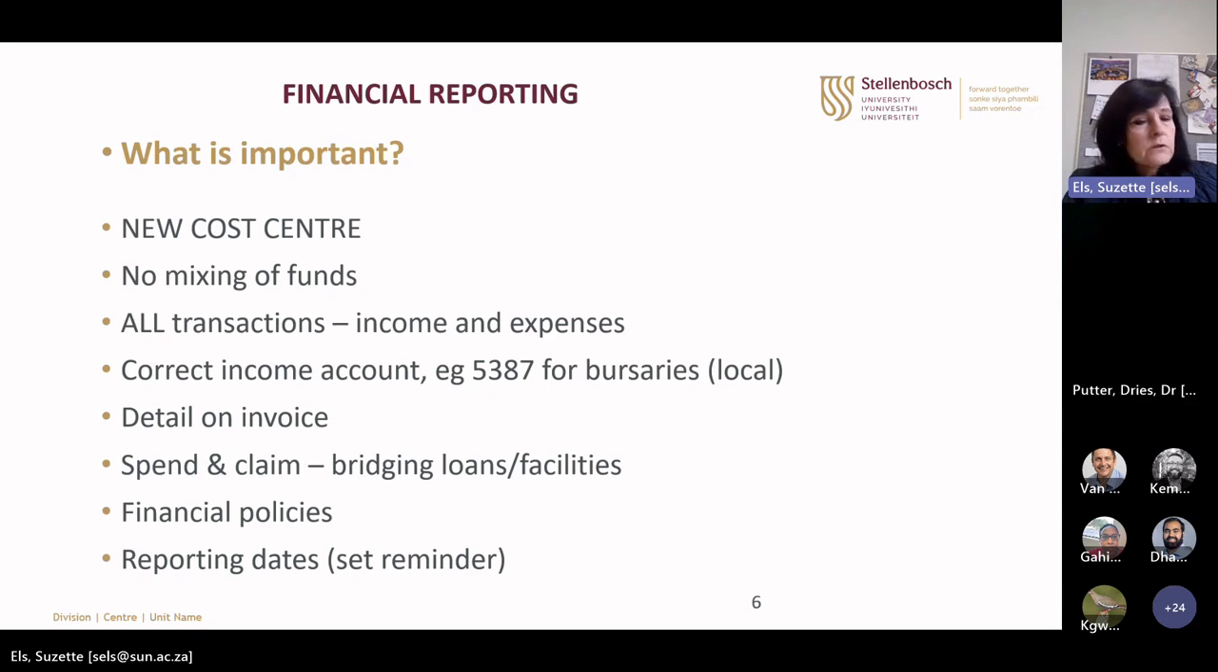Also, an important thing to follow is obviously your financial policies that's applicable on all income and expenses. The financial policies are available on the website. If you're not sure about something, please ask. And especially where you need some pre-approvals for payments, make sure that you do it before the payment is done and not afterwards. Reporting date, I've mentioned that it is important to set a reminder that you do your reporting in time to the funder.